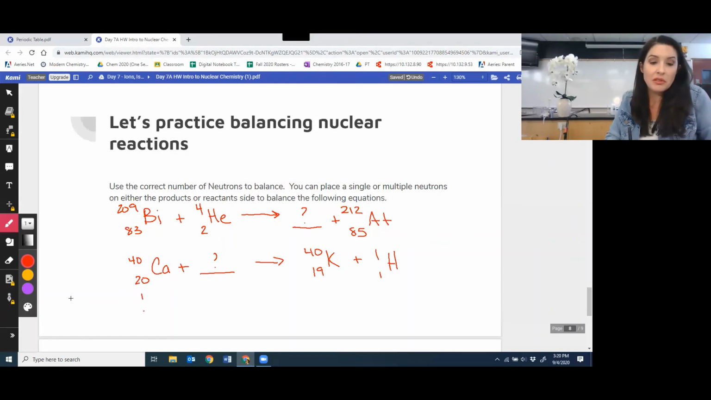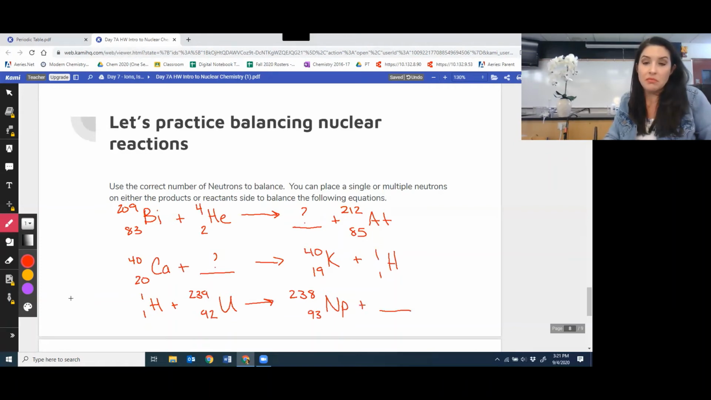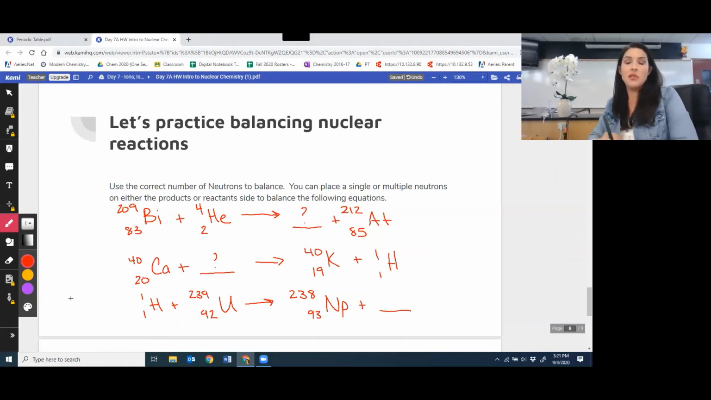And one more. See if you can fill in the blanks. Pause the video, take a moment, take a look at your periodic table, add up your mass numbers on either side, add up your protons on either side, and fill in the blanks with how many neutrons you think you would need to solve these problems.